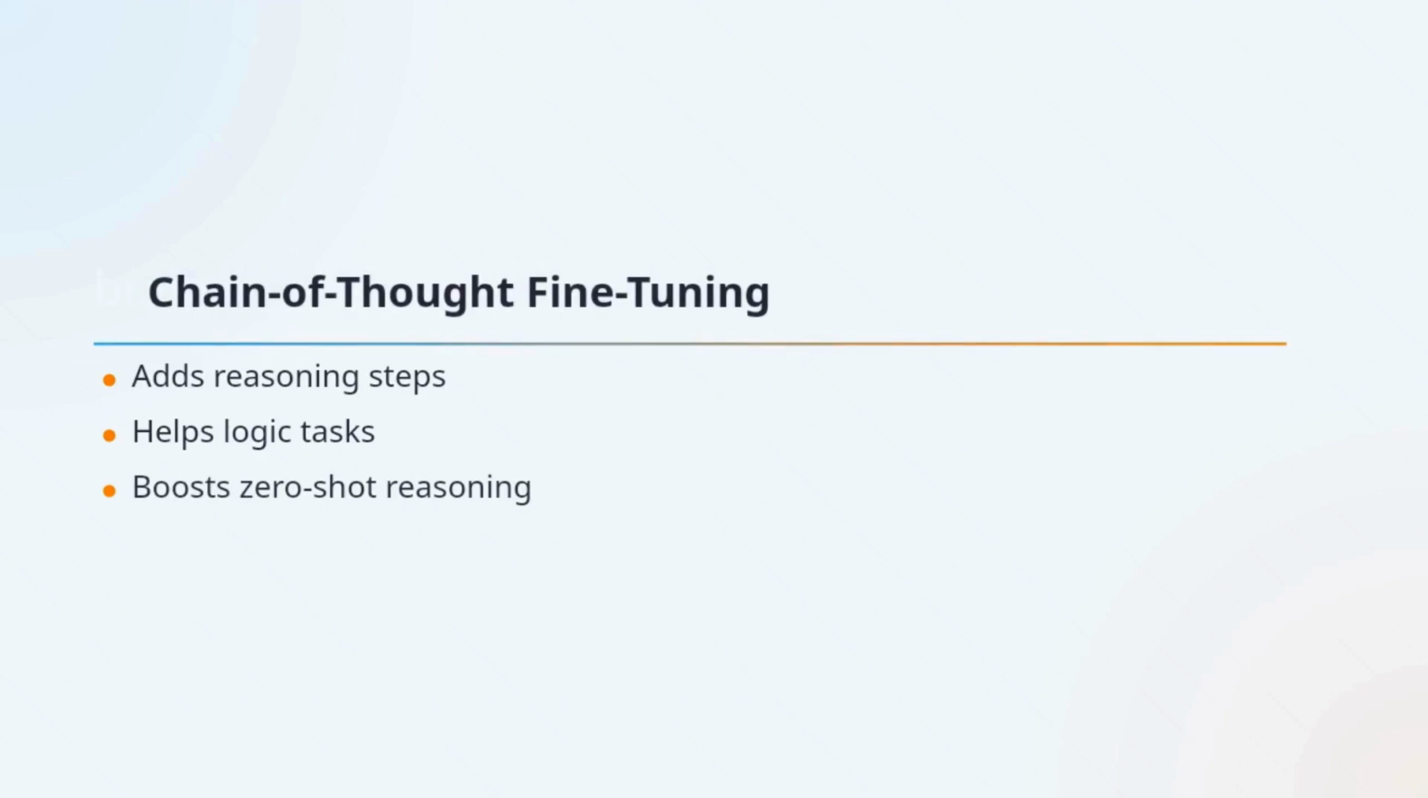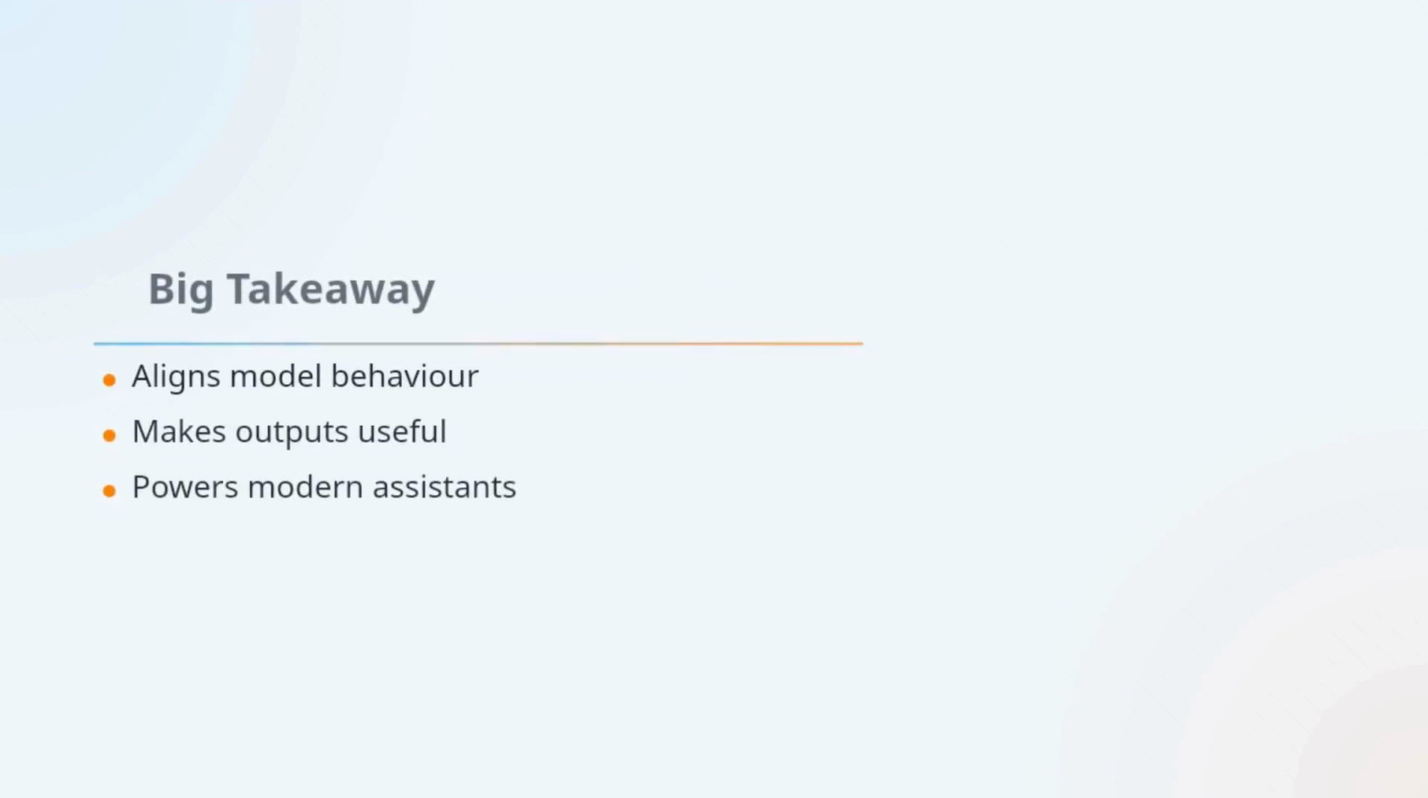Here, the model is trained not just to give an answer, but also to produce reasoning steps. Research shows this can improve performance on arithmetic, symbolic, and logical reasoning tasks, especially in zero-shot settings. The main idea is simple but powerful. Pre-training teaches language patterns, but instruction tuning aligns those patterns with what users actually want. That is one big reason modern LLMs feel more assistant-like, useful, and predictable than plain base models.